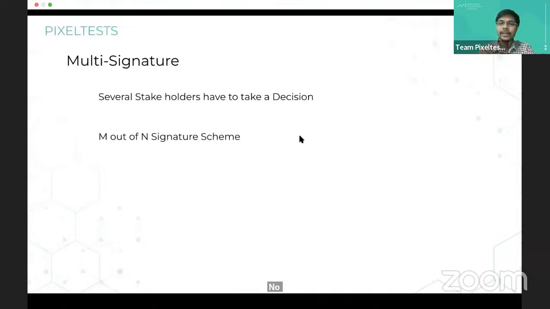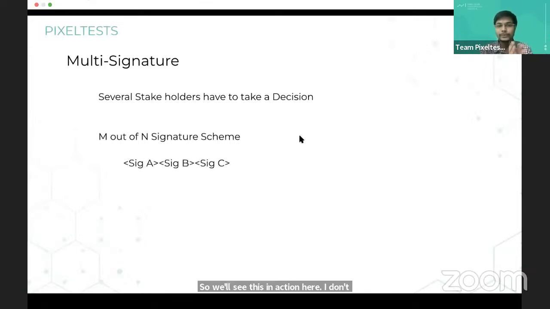Now there is a way which says M out of N signature. Remember, this means like a 2 out of 3 signature scheme, right? So out of 3 people who are there, the stakeholders, 2 people's signatures have to be there. Then only you will be able to receive the Bitcoin, right? So we'll see this in action here.